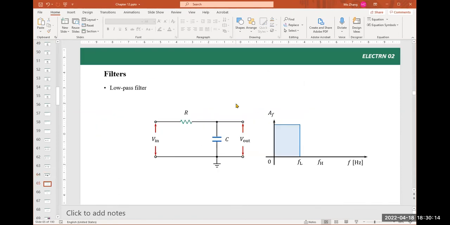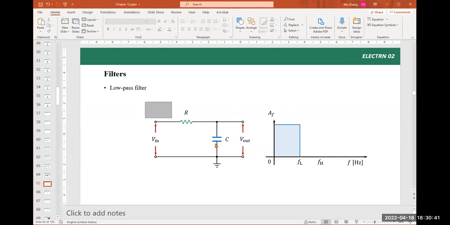Okay, now here shows another application of using capacitor. If you get a resistor and a capacitor connected together this way in series, a resistor and capacitor connected in series, and then we measure the output voltage of the capacitor, and now we made a low pass filter.